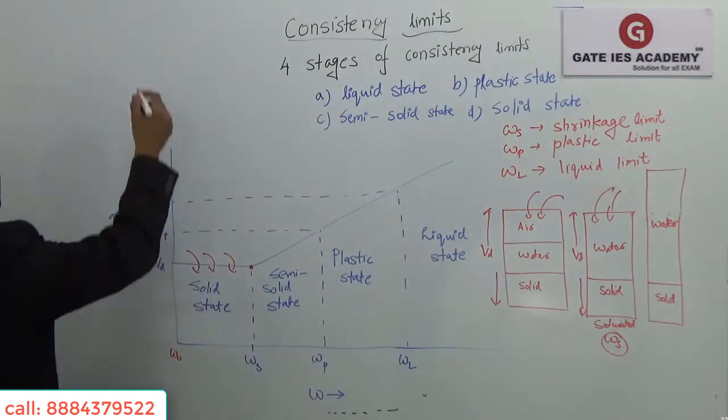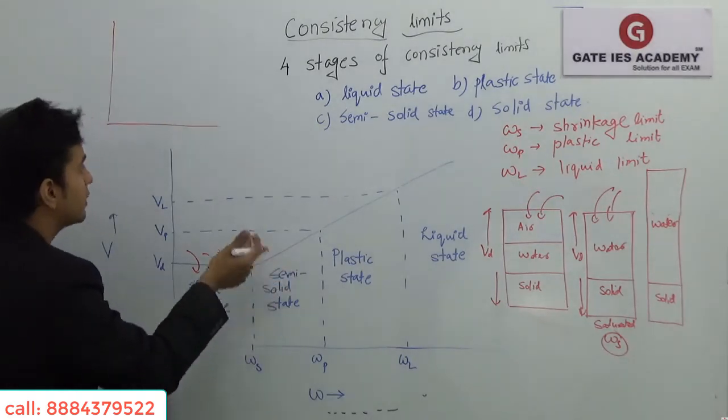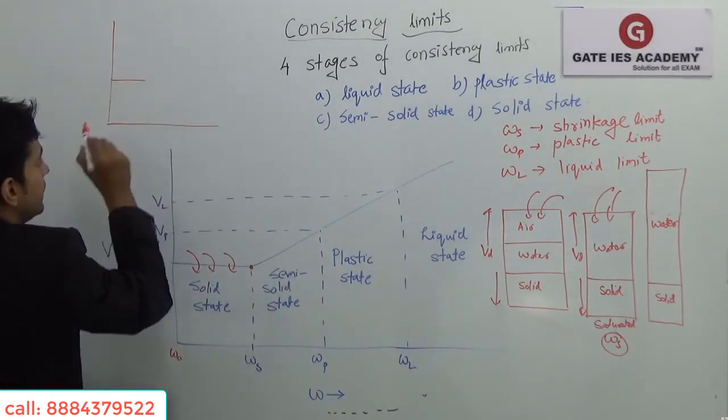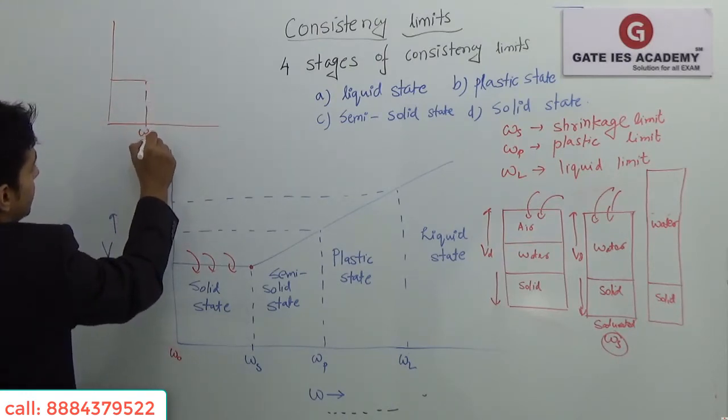If I try to plot the graph of a sand, this was obviously for clay. Obviously from the starting stage, when the whole voids will be filled, it will come to the shrinkage limit here like this.